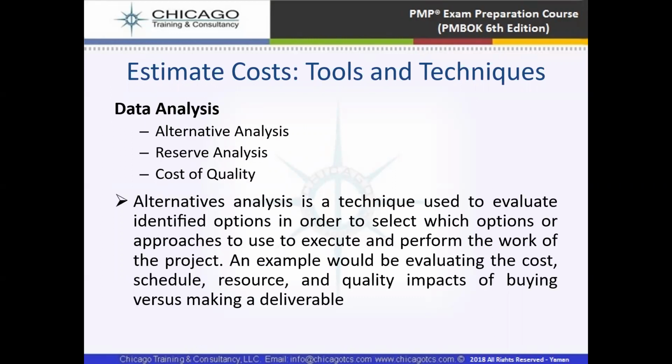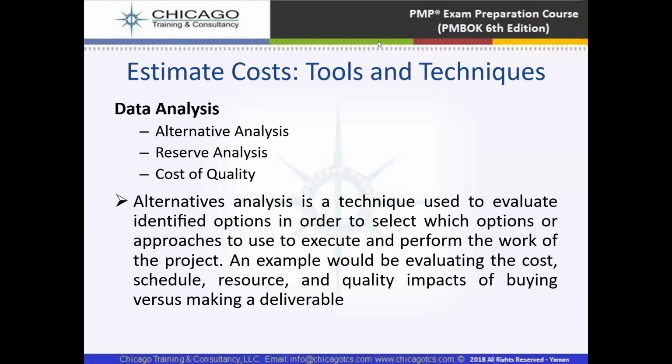Okay, and then there is data analysis, like alternative analysis, reserve analysis, and then the cost of quality. What is alternative analysis? A technique to evaluate identified options in order to select which option or approach to use to execute and perform the work. It means we are going to do the analysis here. We are going to see which analysis is best for our project.